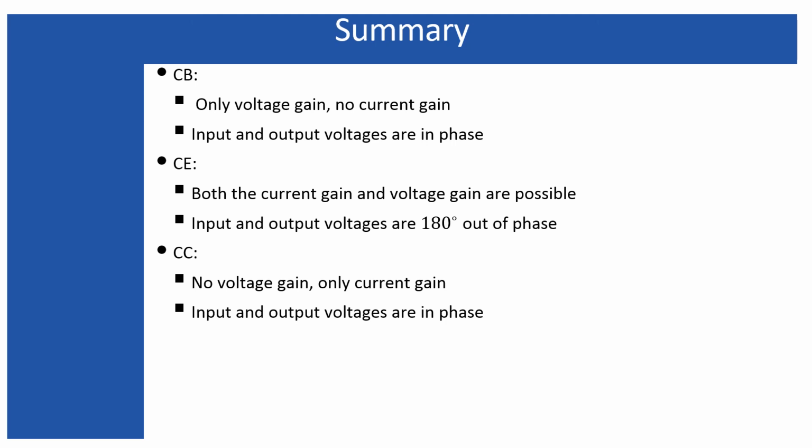In common collector configurations, on the other hand, there exists no voltage gain, only the current gain. So in common base, we can achieve only the voltage gain. In common collector, we can achieve only the current gain. And in this case also, the input and output voltage are in phase in common collector.